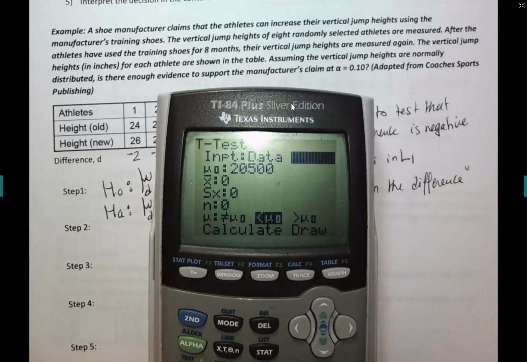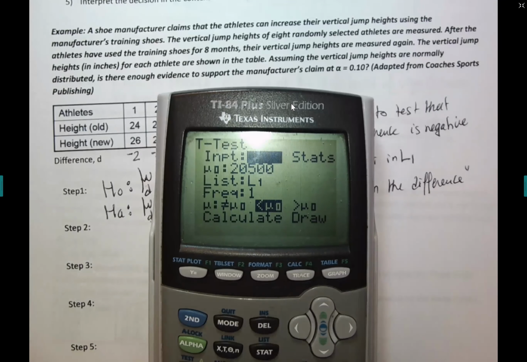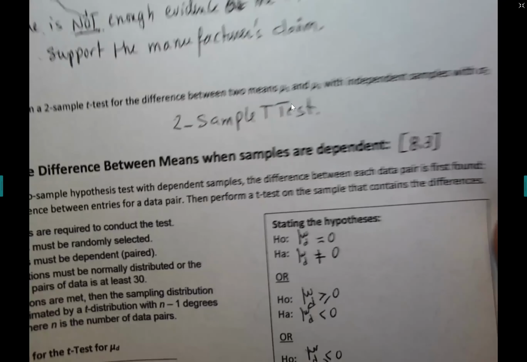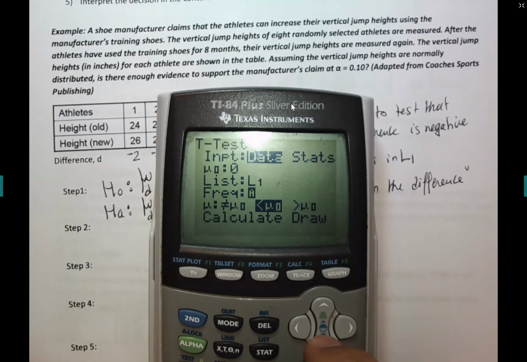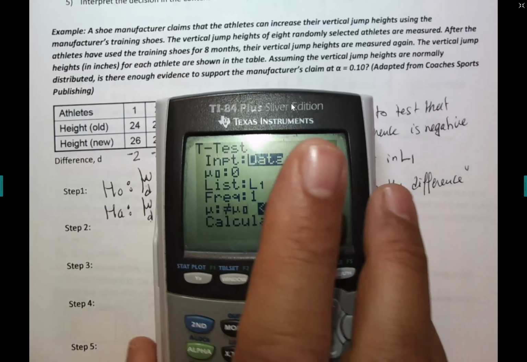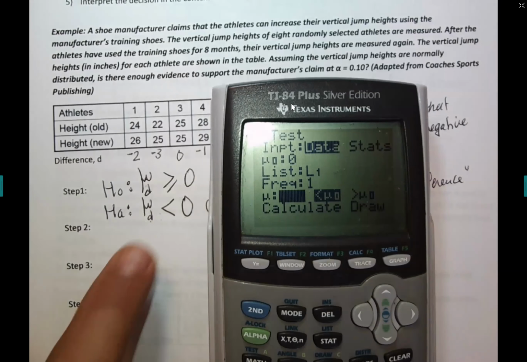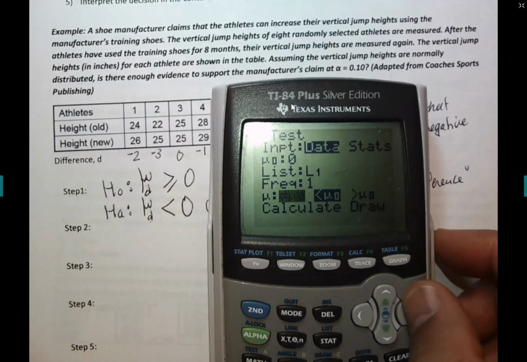T-test with data. I have my data in L1. When you do section 8.3, guys, you can take a note. This is always 0. That doesn't change. We're testing against 0. Just to show you again. Watch, guys. 0, 0, 0. It's 0 everywhere. So it's against 0. My data is in L1. I put it in L1. My frequency is 1. And what is the alternative sign? Here you go, next to you guys. It is less than. So just choose less than.